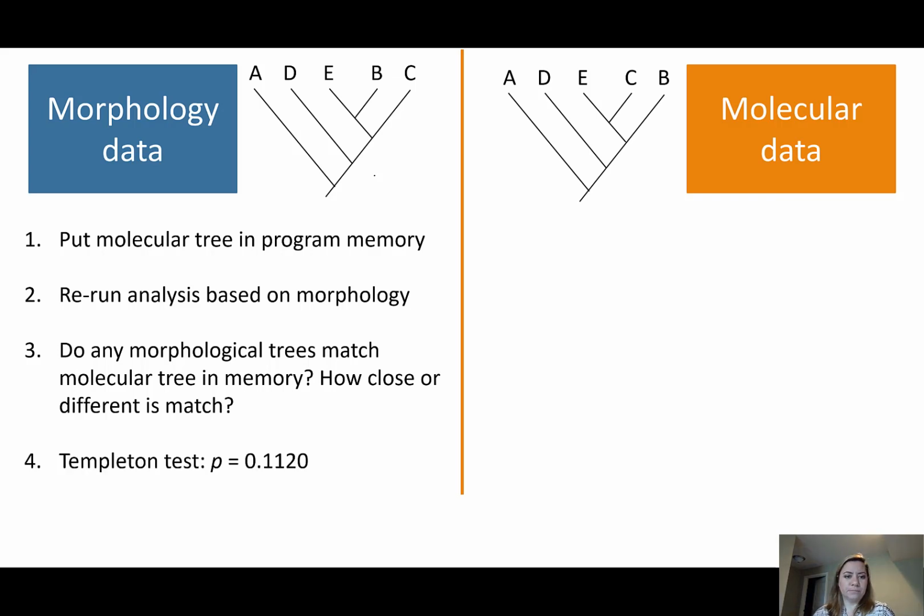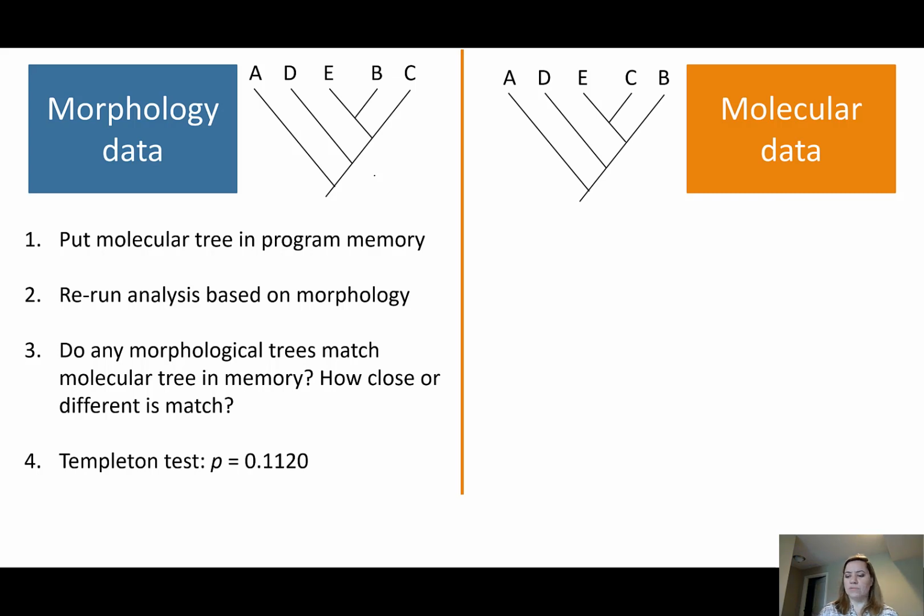All right? And what happens is the Templeton test spits out a p-value. Now, based on what we talked about earlier in terms of p-values, is this p-value significant or not? Would you reject the null hypothesis or not? See if you can answer that, and I'll be quiet for a couple of seconds, or you can pause the video. Is this p-value significant?